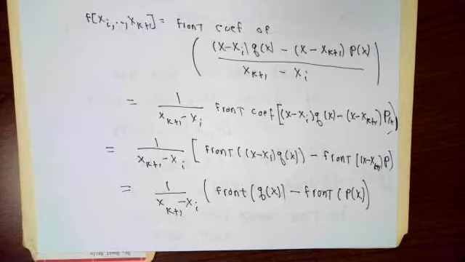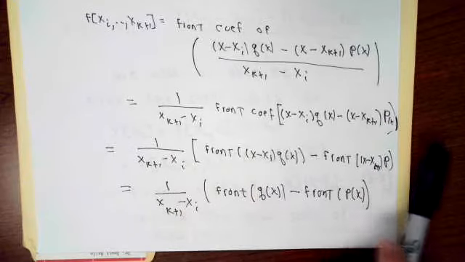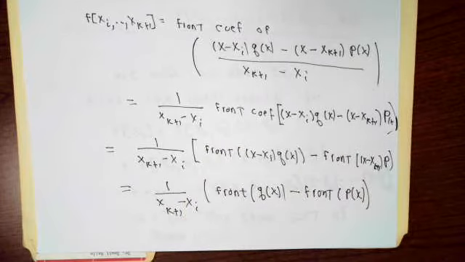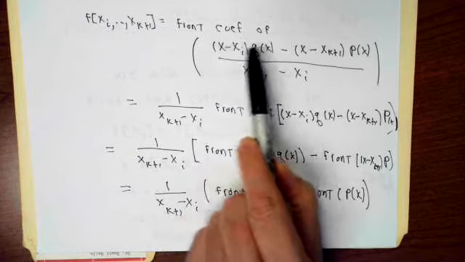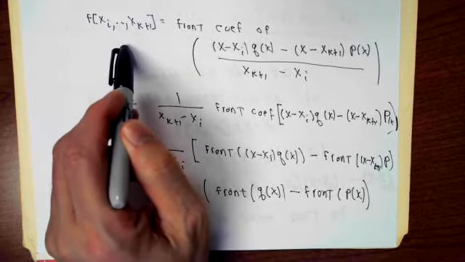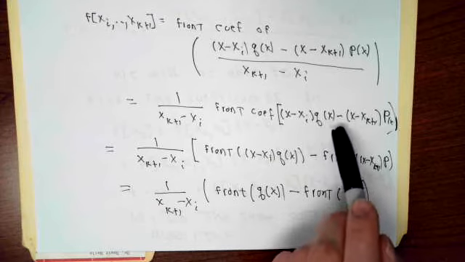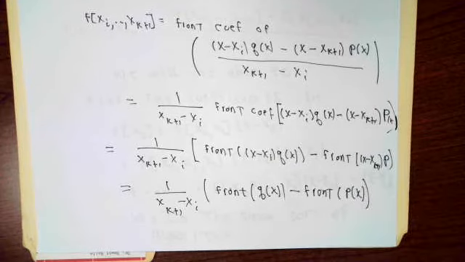Now, we made up a fancy symbol a long time ago for the front coefficient of the polynomial that interpolates at xi through xk plus 1, and it was this symbol. That must equal the front coefficient of this quantity, because this quantity is r of x, but this is a polynomial divided by a constant. So I can take this 1 over xk plus 1 minus xi out front.